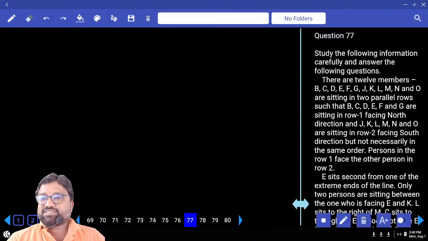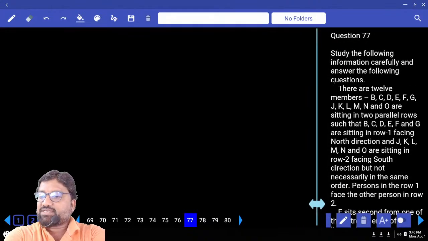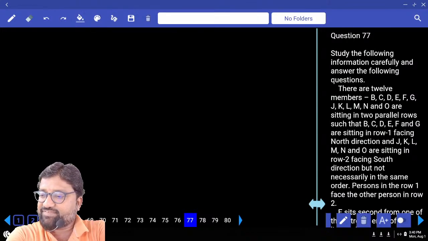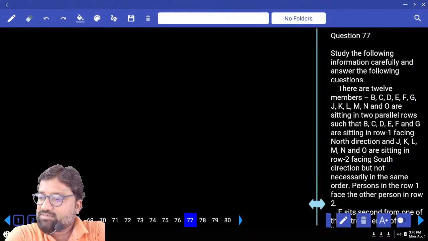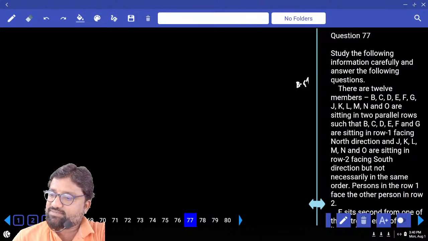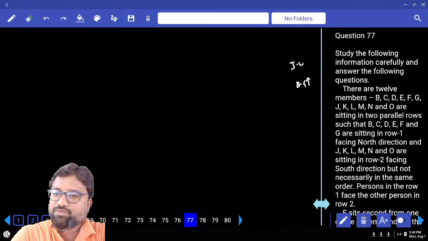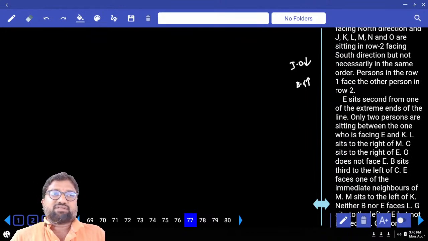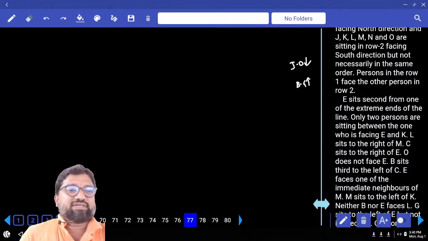This is also on seating arrangement. There are 12 members, B, C, D, E, F, G, J, K, L, M, N and O, sitting in 2 parallel rows, such that B, C, D, E, F, G are seated in row 1 facing north, and J, K, L, M, N and O are seated in row 2 facing south. B to G facing north, and J to O facing south. E sits second from one of the extreme ends of the line. Where is E sitting? Second from one of the extreme ends of the line. How many possibilities will I have?